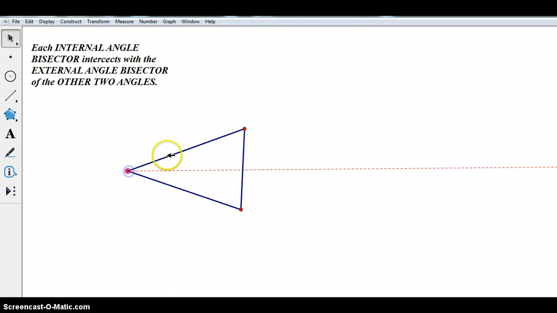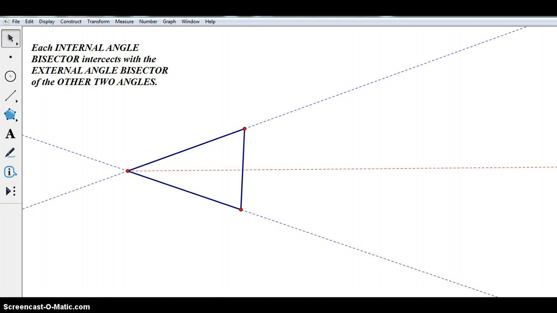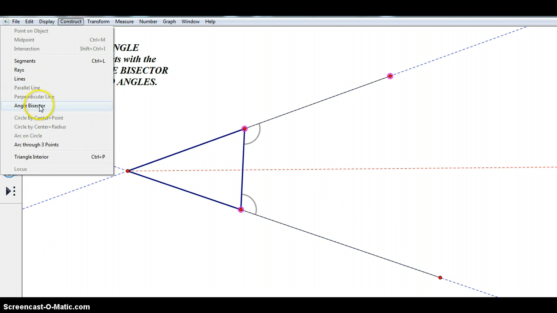So what we need to do is draw in the two external angles of the other angles and then draw in their angle bisectors. So we're going to just extend this line as such. There we go. And you should be able to clearly see the two external angles. I'm just going to draw them in for you to make it clear. There we go. And then we're going to construct the angle bisectors for each of these. Construct angle bisector.